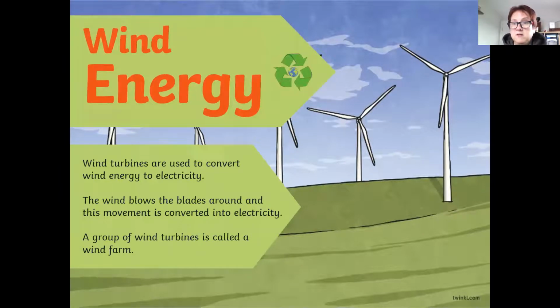Wind turbines. Usually you see them out in the fields, or they are in the sea as well. They convert the wind energy to electricity. The wind blows the blades round and the movement is converted into electricity. And a group of wind turbines is called a wind farm.